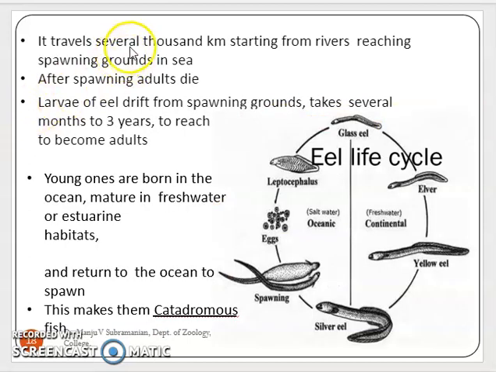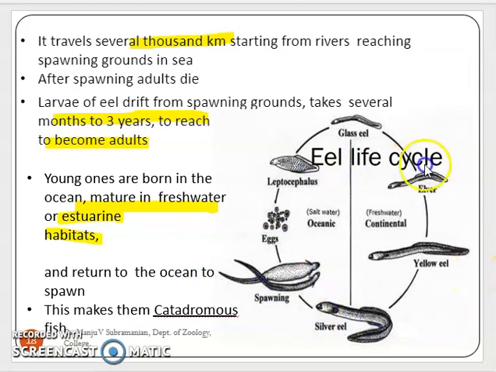It exhibits this type of migration and travels several thousand kilometers starting from the rivers, reaching the spawning ground in the sea. After spawning, the adults die off, and the larvae of the eel drift from the spawning grounds. It takes several months, sometimes about 3 years, to become an adult. The young ones are born in the ocean. They mature in the freshwater or the estuarine habitats and return to the ocean to spawn. And this makes them catadromous fish.